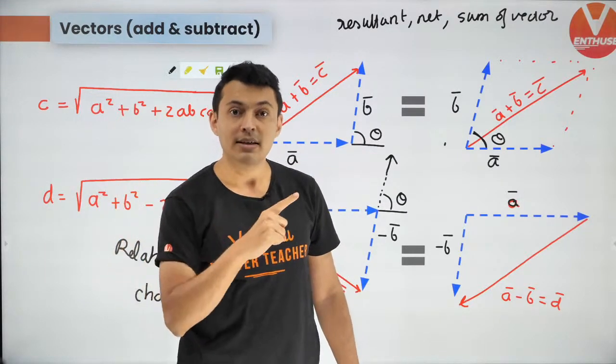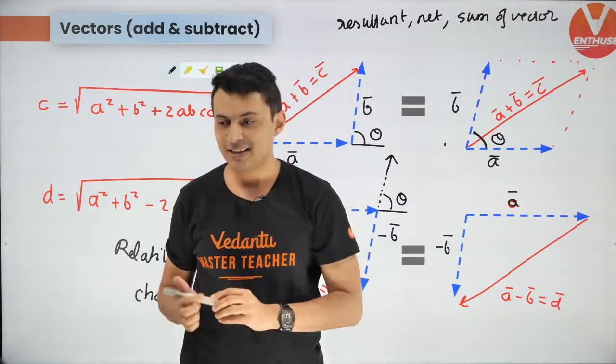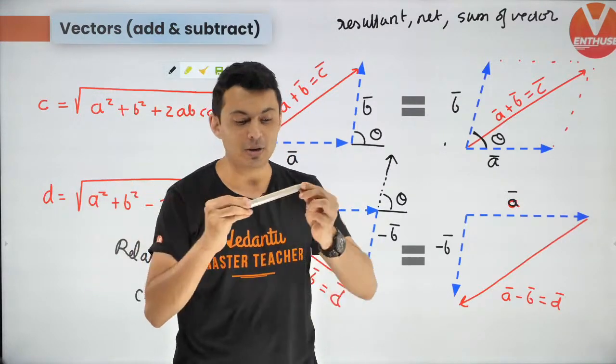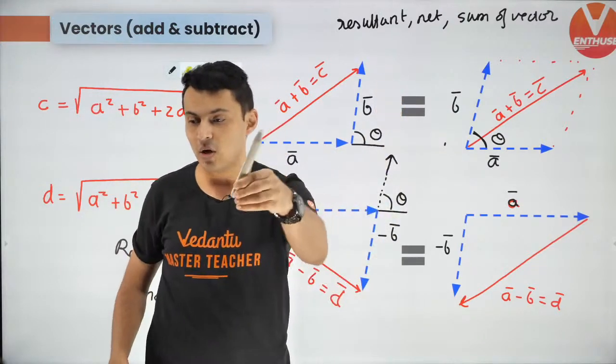What do you think, guys? Is this car's velocity changing or not changing? It is going with constant speed, but the direction is changing. Yes or no? Let me know.